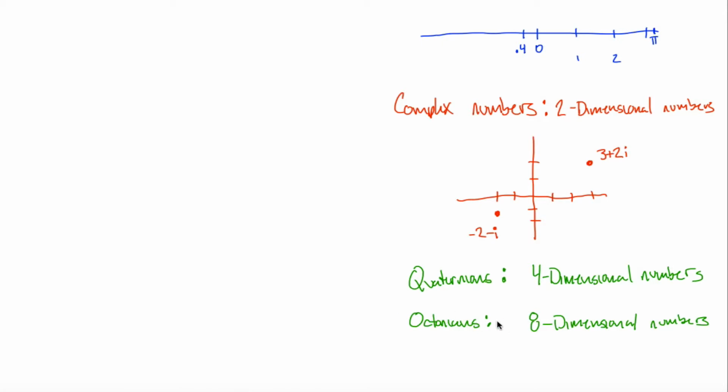I'm not going to worry about octonions because they're pretty weird. All sorts of stuff breaks down when you get to them, and they're too complicated to talk about. They don't have a cool history as far as I'm concerned, but quaternions do. So I'm going to focus on these guys right here, 4-dimensional numbers.